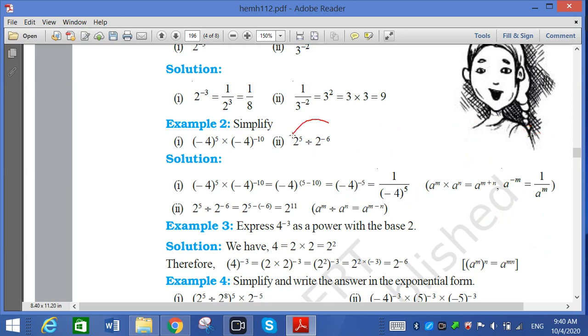Now the division rule. 2 the power 5 upon 2 the power minus 6. The easy way: when a negative power is there, if I want to convert numerator to denominator and denominator to numerator, here it is in the form of denominator, so we have to convert it to the numerator. Then here plus 6 is there, so 2 the power 11. When the negative power is shifted, it is converted to positive. So all are easy.